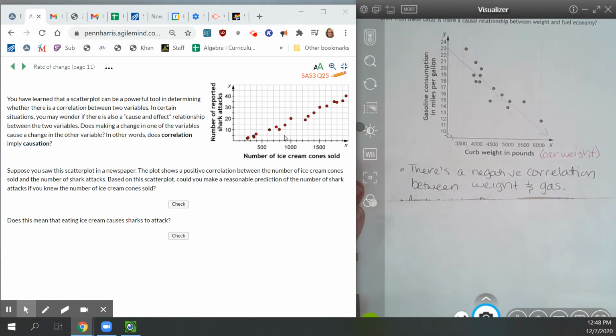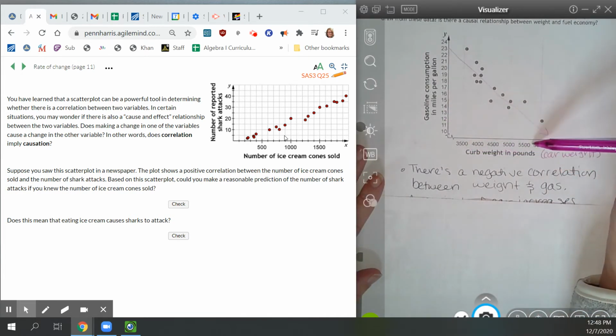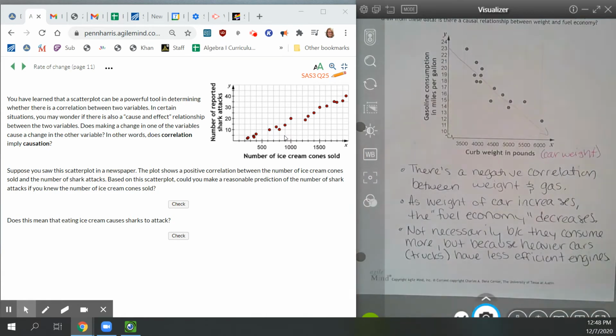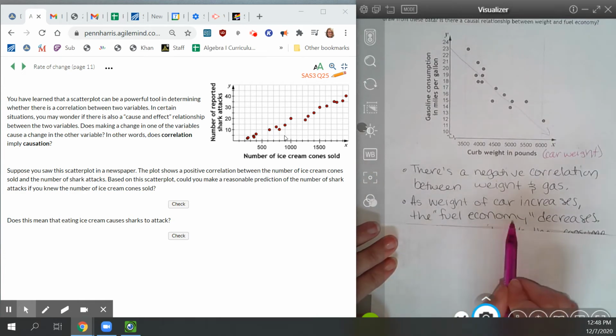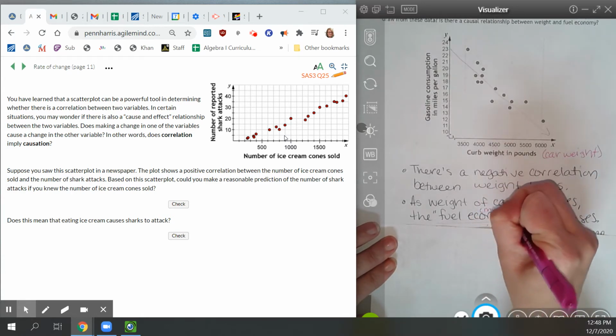With that said, I can assume that the more a car weighs, the less miles per gallon that the car gets in terms of gas. And that's what we call fuel economy. Again, as the weight of the car increases, the fuel economy decreases, our miles per gallon.